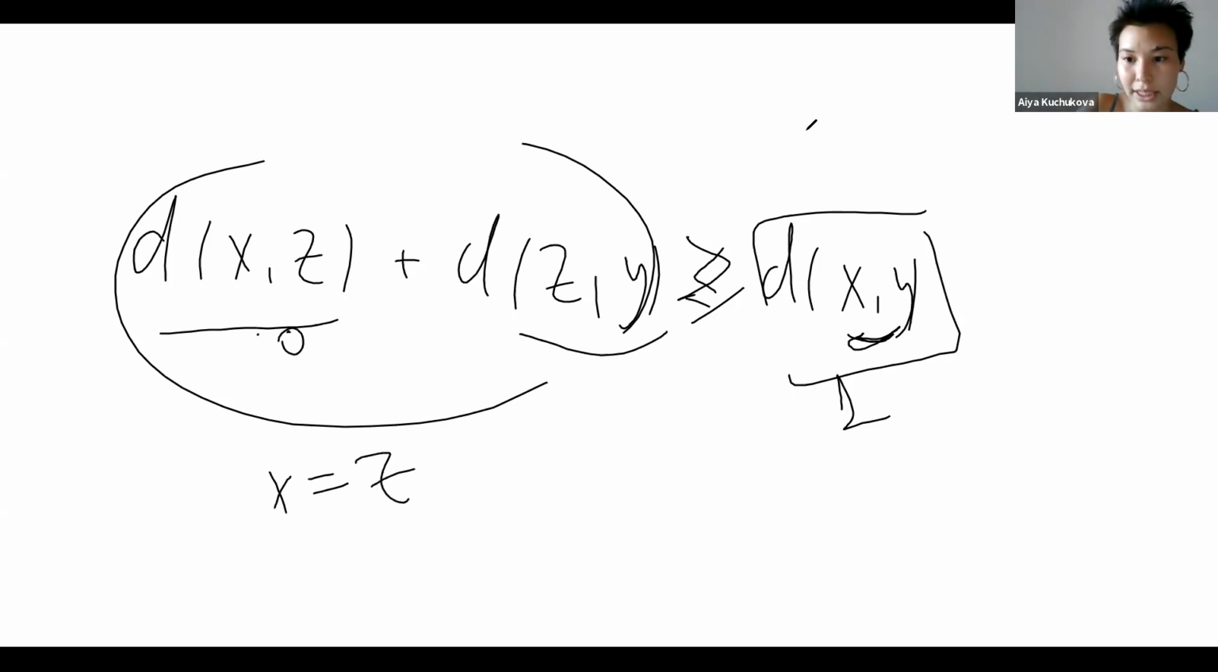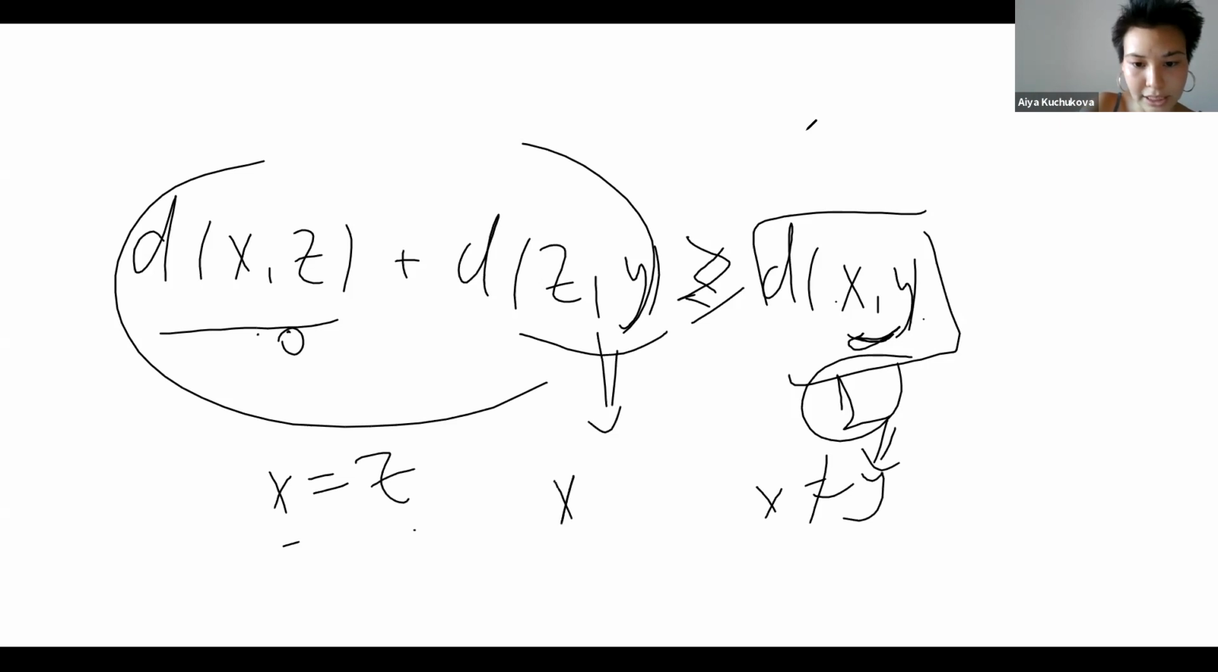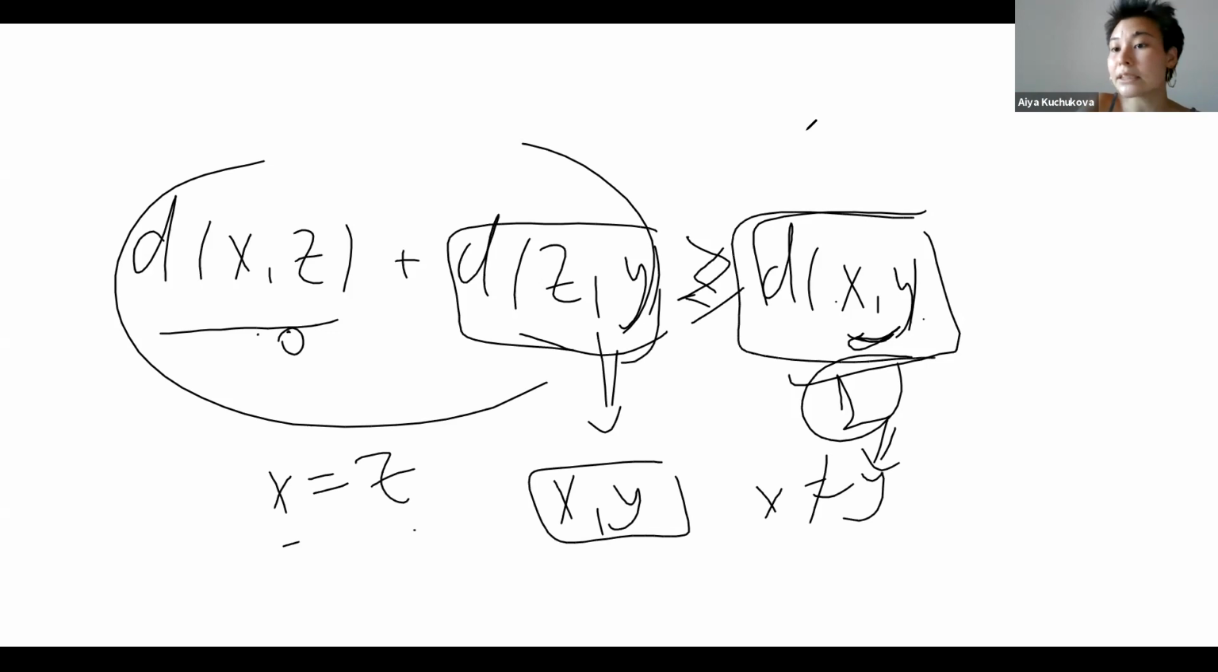But then because x is not equal to y, because it's 1, we know that this is just x, y. So this is actually the same thing. And so yeah, you still get the inequality. So we prove it has triangle inequality.